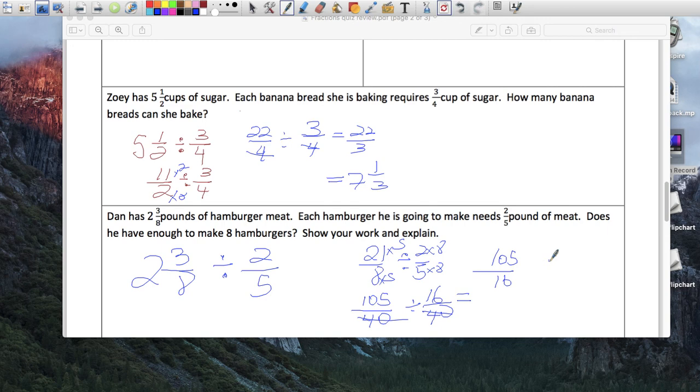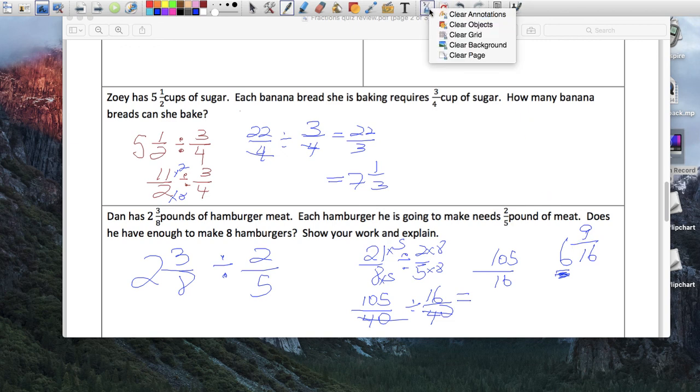How many times can 16 go into 105? 6 times is 96. 7 times would be too much, so I'm going to say 6. 6 times 16 is 96. 9 left over 16. So, does he have enough to make 8 hamburgers? No. He has enough to make 6 hamburgers and 9/16 of the next one. So 6 regular, full-size 2/5 pound hamburgers, right? And then the other one, maybe a little bit more than half, that he can make.